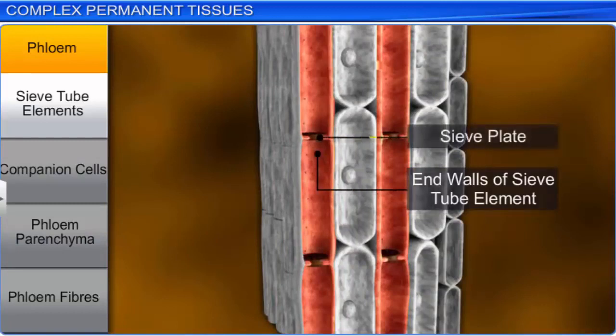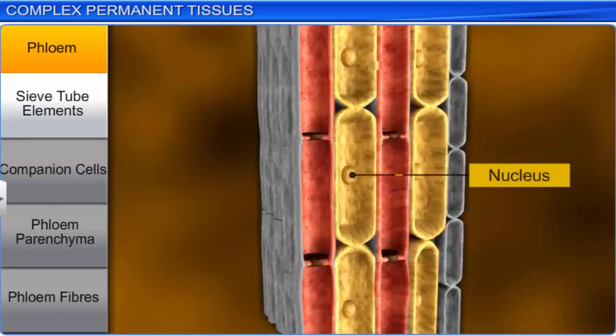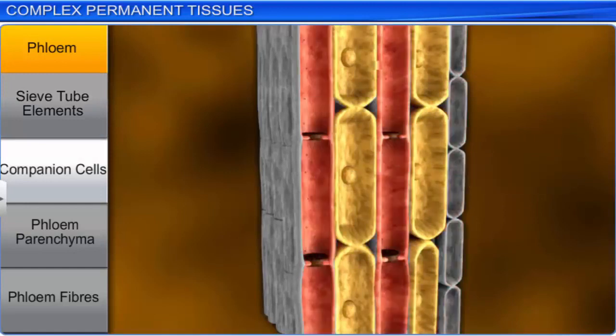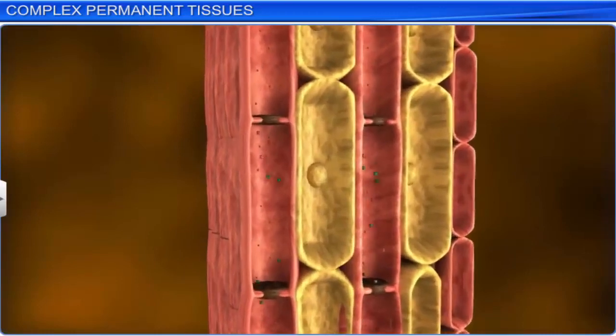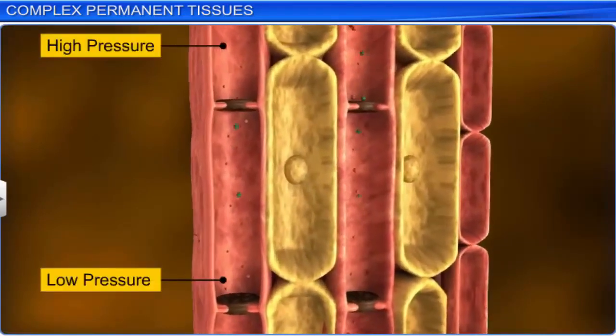The functions of sieve tubes are controlled by the nucleus of the companion cells. The sieve tube elements and companion cells are connected by pit fields present between their common longitudinal walls. The companion cells also help in maintaining the pressure gradient in the sieve tubes.